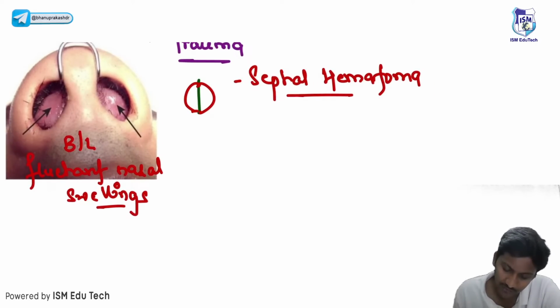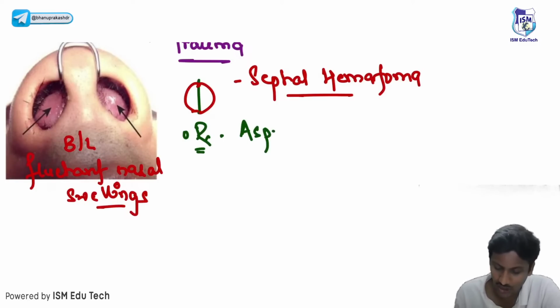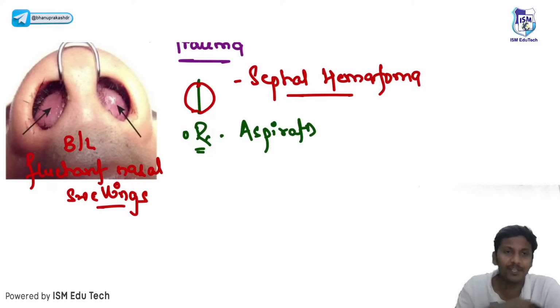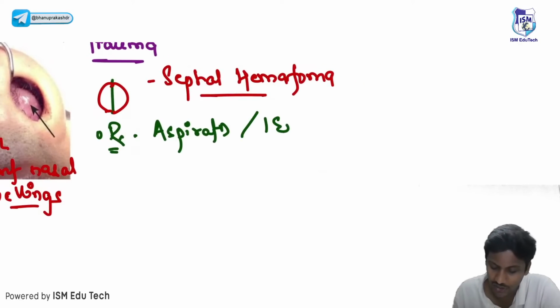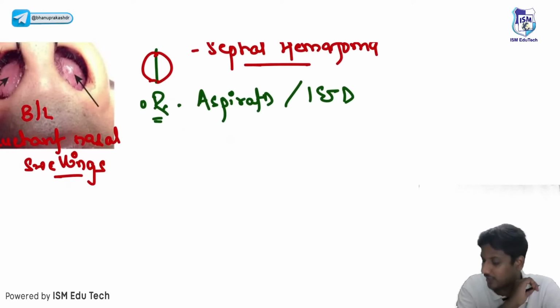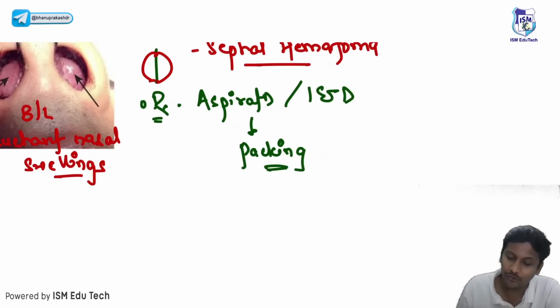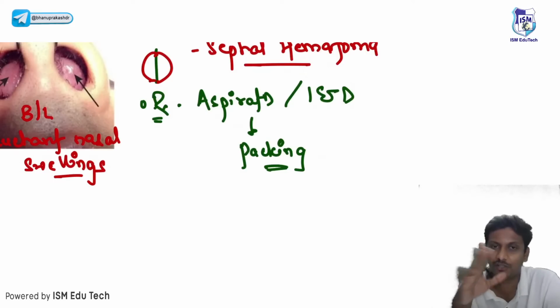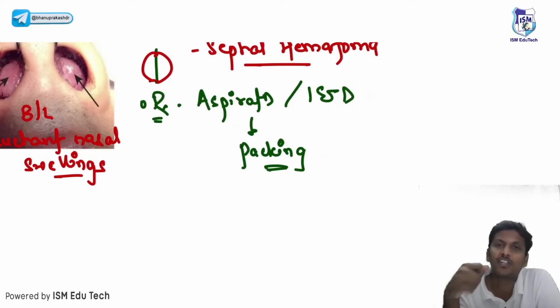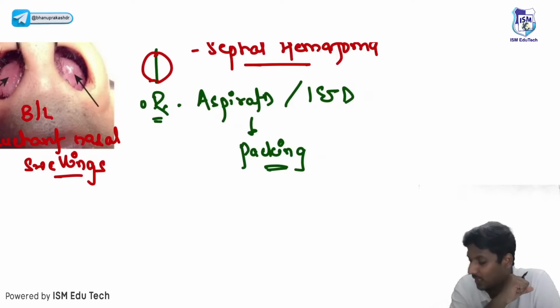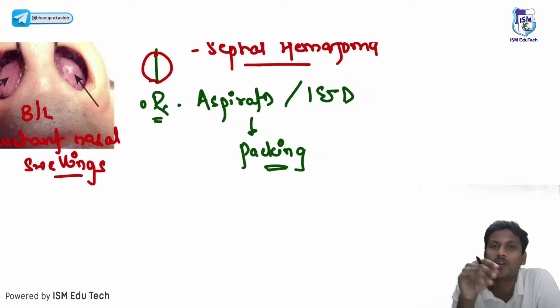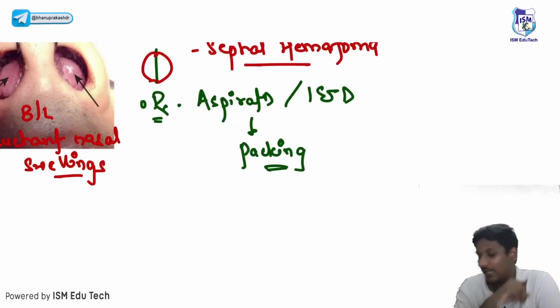What is the treatment for septal hematoma? Please remember, the treatment will be aspiration. We will try to aspirate these nasal swellings, or we will go for incision and drainage of the septal hematoma, followed by packing. Anterior nasal packing should be done. Why? Because if you do not put pressure, there will again be a collection of blood and formation of hematoma. Recurrence is very common if you do not perform packing after the procedure. So that's the important thing.